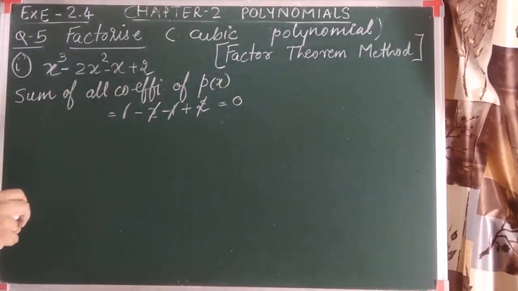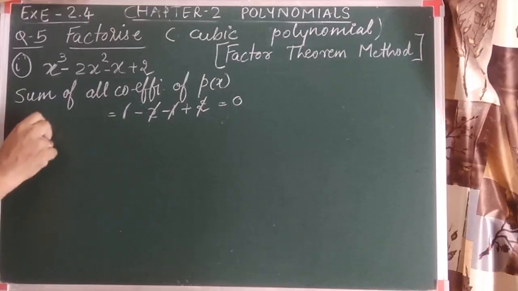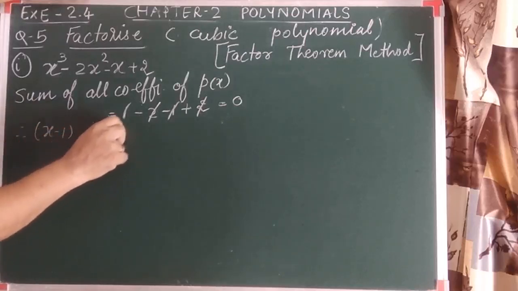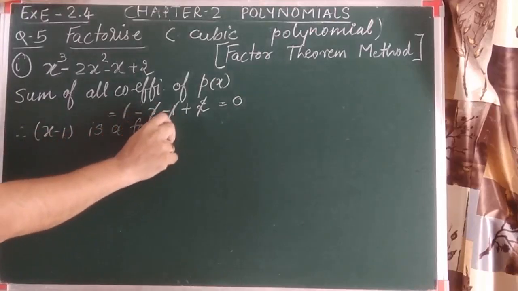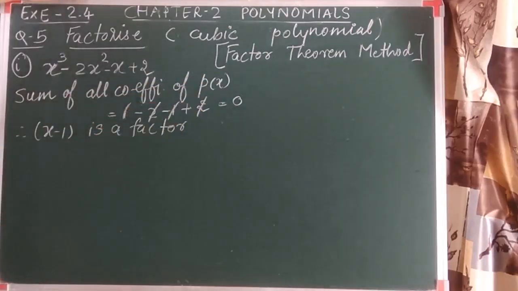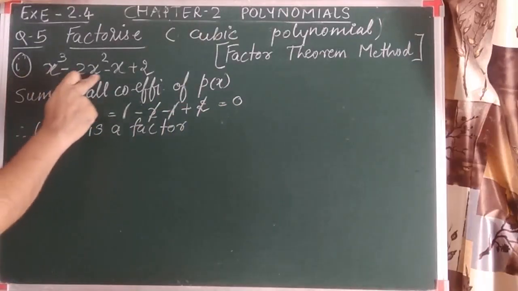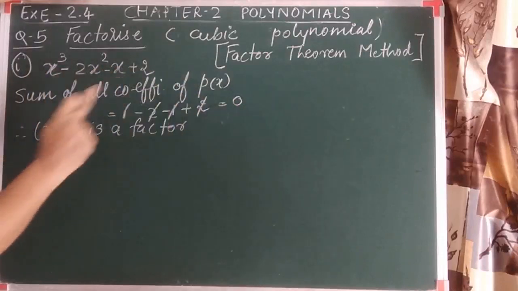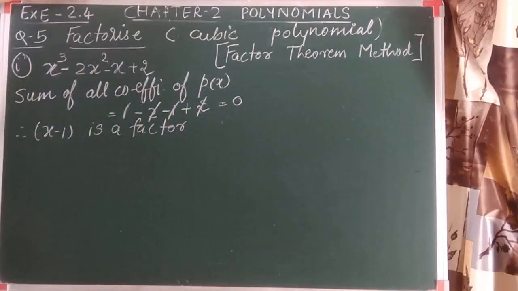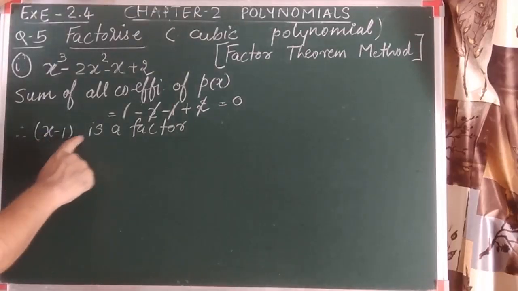Now when you obtain 0, we can consider that x minus 1 is a factor. You should remember this. Whenever the sum of the coefficients of p of x is 0, we can say x minus 1 is a factor. If it is not 0, then we'll see one more question regarding the same. But whenever the sum of the coefficients of the polynomial is 0, we can say that x minus 1 is a factor. Now what are we supposed to do here? Remember this, it is a very important step. Now x minus 1 is a factor.